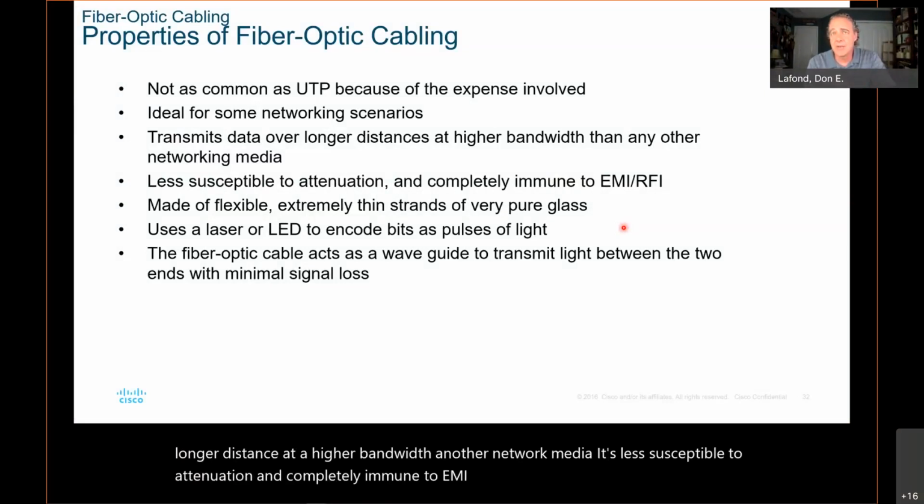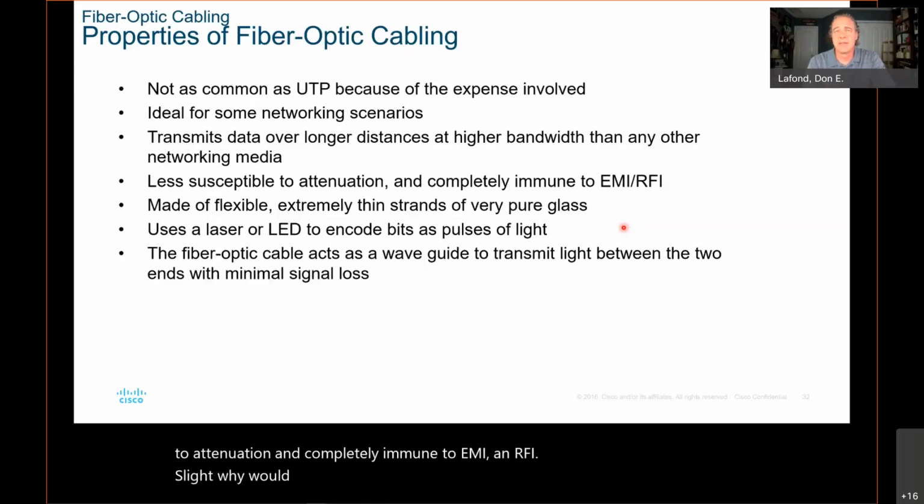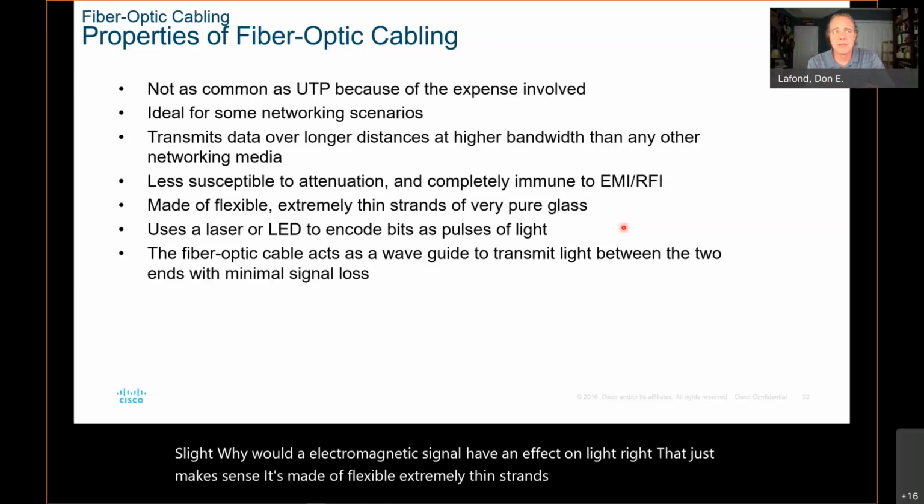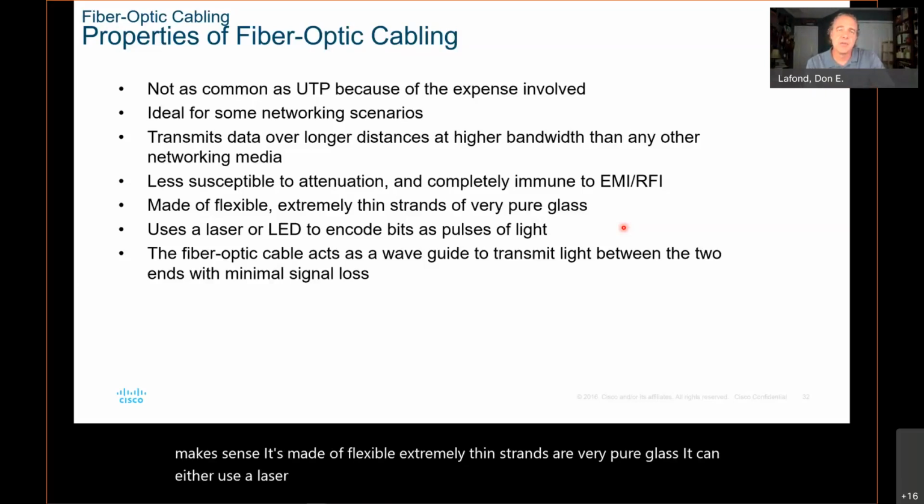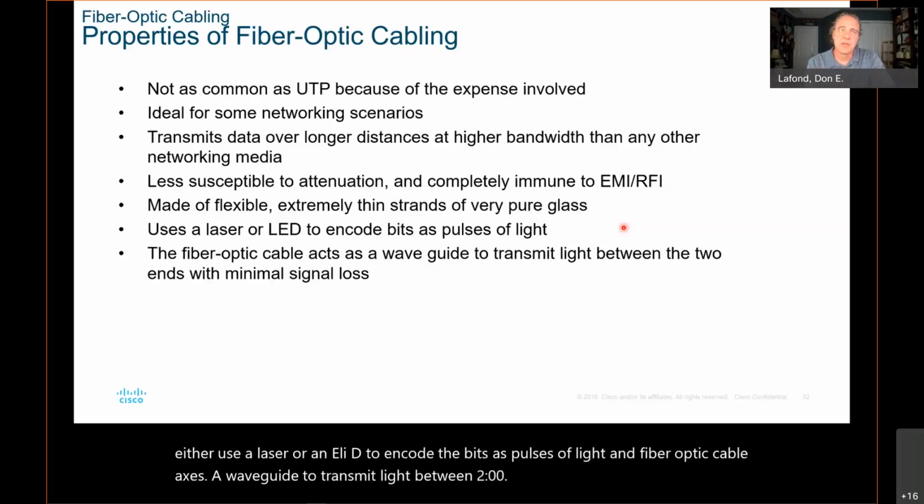It's light. Why would an electromagnetic signal have an effect on light, right? That just makes sense. It's made of flexible, extremely thin strands of very pure glass. It can either use a laser or an LED to encode the bits as pulses of light. And fiber optic cable acts as a waveguide to transmit light between two ends with minimal signal loss.